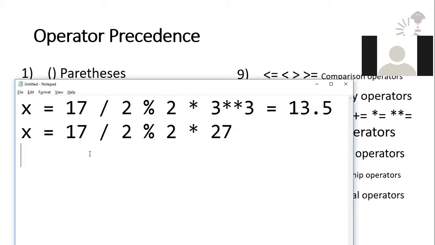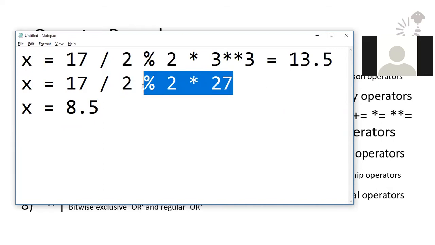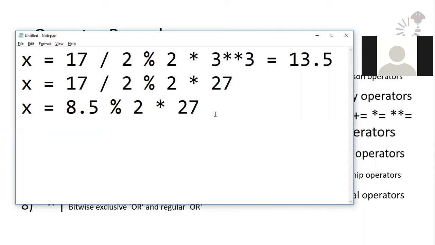27. So, remaining operation, divide, modulus division, multiplication. Next operation. 17 divided by 2. Division, ma'am. 17 divided by 2 is 8.5, ma'am. 8.5. Mod division 2 multiply 27. Next equation, next operation.